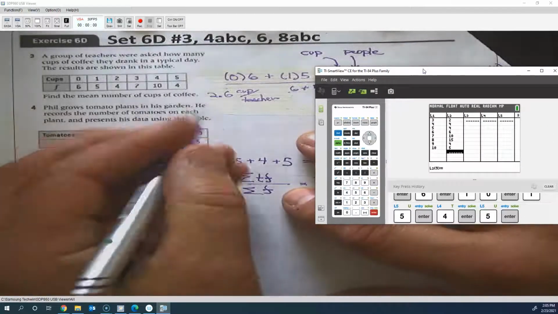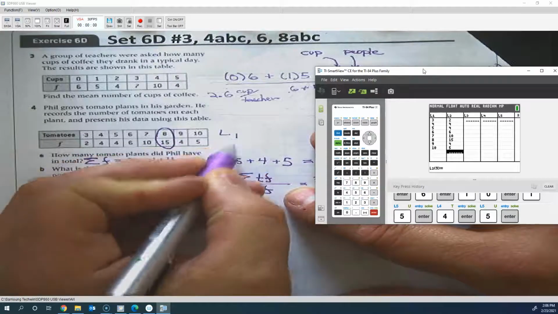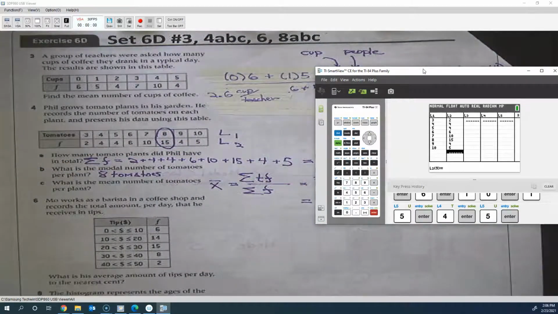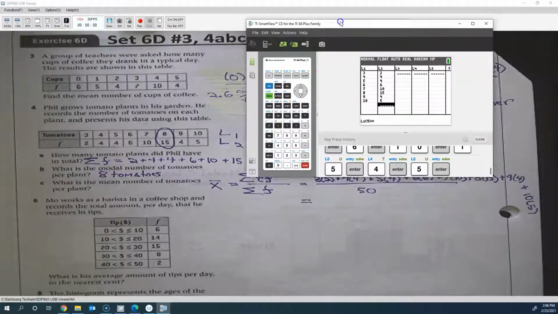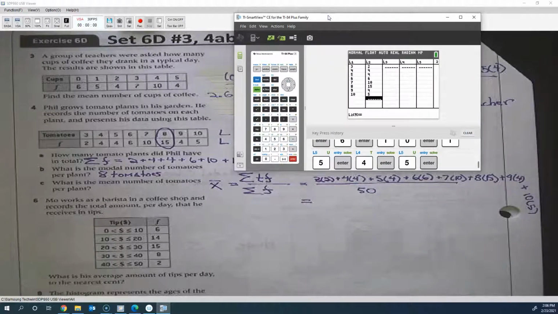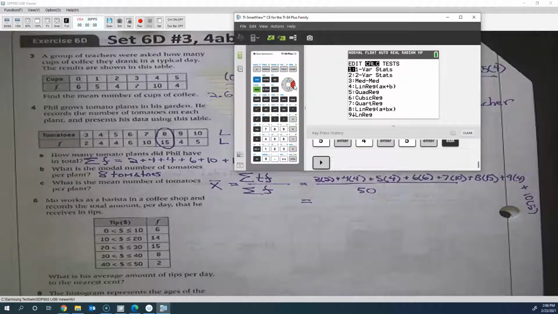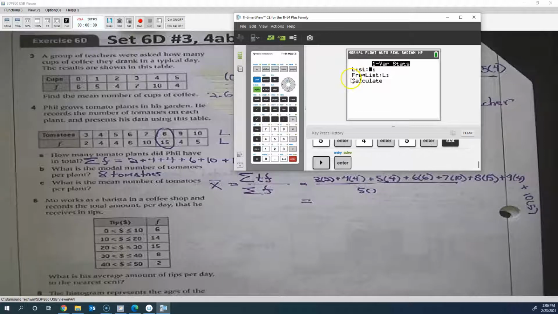Okay, so on our calculator, this became L1 and this became list 2. Now we can calculate all the stats that we want. So you're going to press stat, calculate, choose one variable statistics, hit enter, and list 1 should be filled in. It should say list 1 is your data.